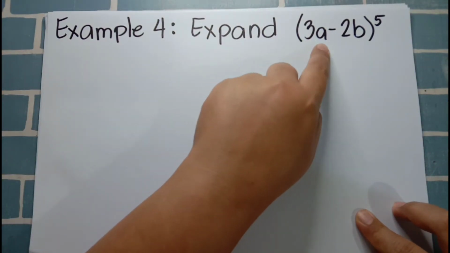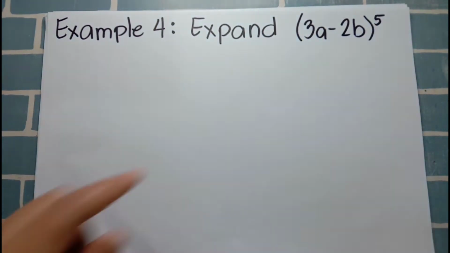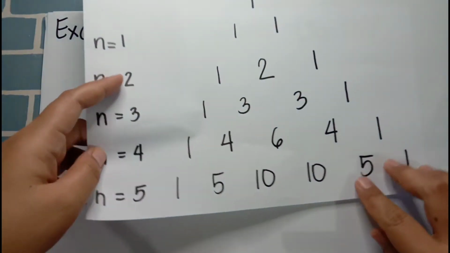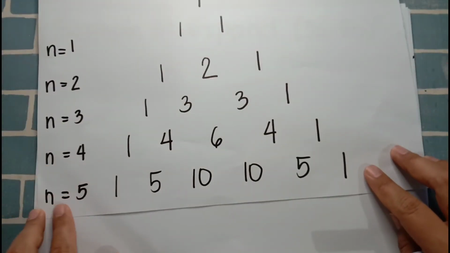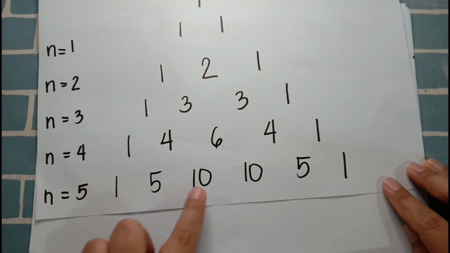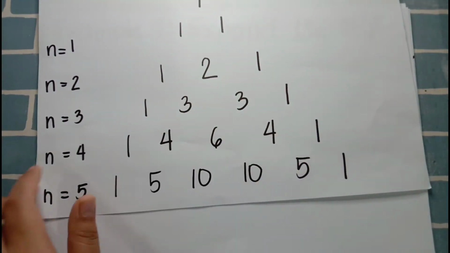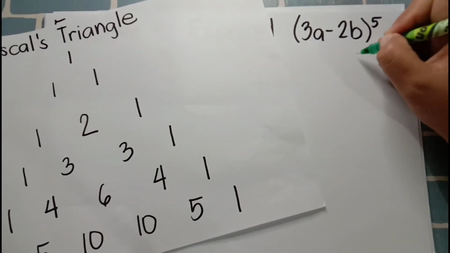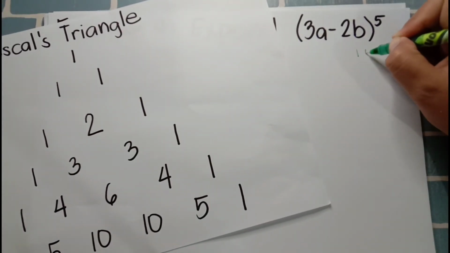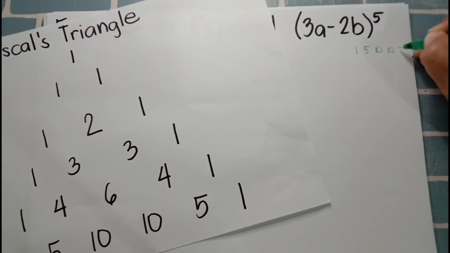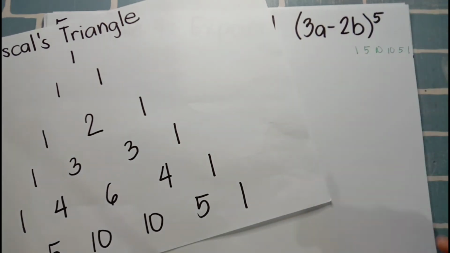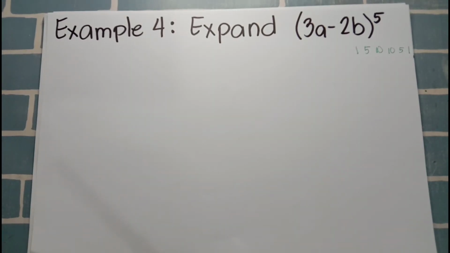Example 4. Expand quantity 3a minus 2b raised to 5. Our degree is 5. Therefore, in our Pascal's triangle, we will use 1, 5, 10, 10, 5, 1. Those will be the coefficients in every term of our expanded form.